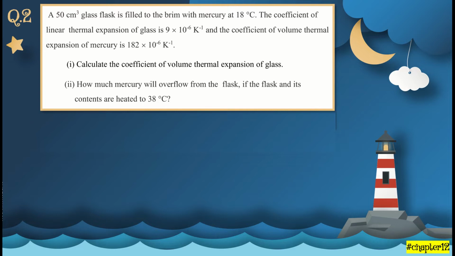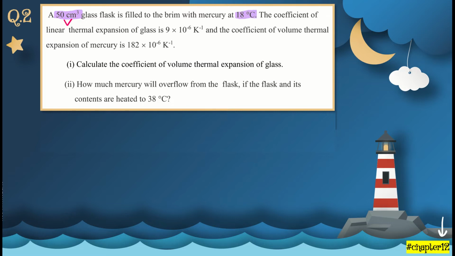Okay, the second question of the week. This question is again from chapter 12. The question is: a 50 cm cube glass flask is filled to the brim with mercury at 18 degrees Celsius.